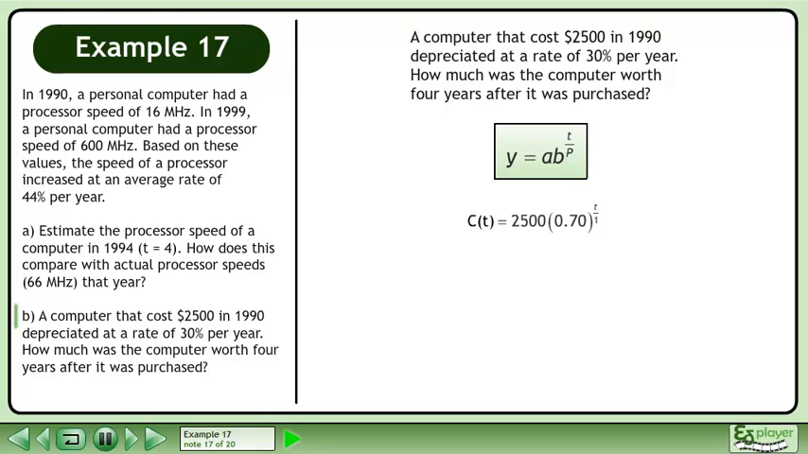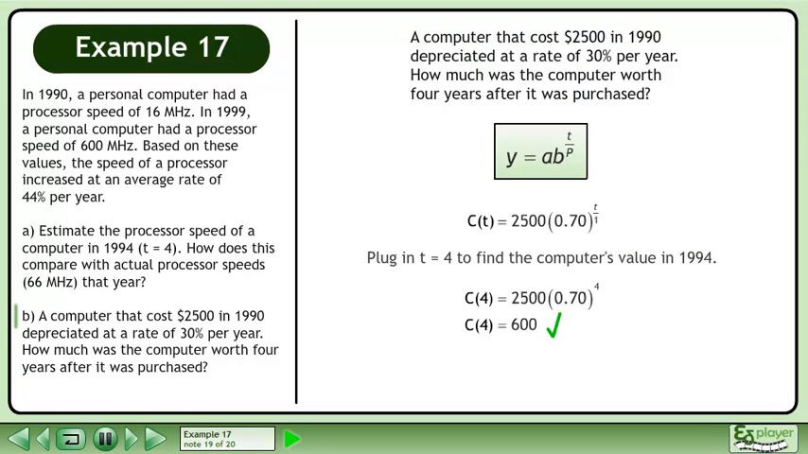The function is c of t equals 2500 times 0.70 raised to the power of t over 1, where c represents the cost of the computer and t is the time in years. Plug in t equals 4 to find the computer's value in 1994. This returns a result of 600. The value of the computer in 1994 was approximately $600.